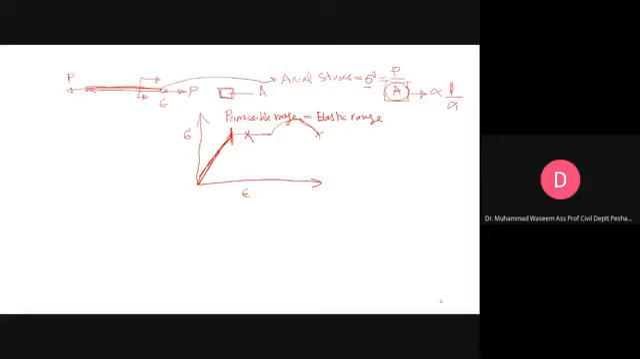In order to accomplish that, we use a member with a large cross-sectional area. Is that okay with all of you? Are you following me?